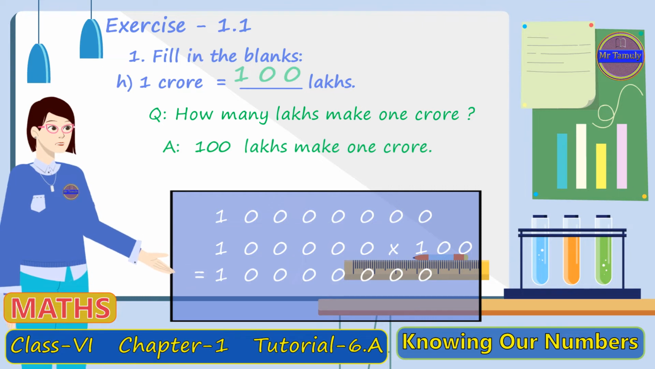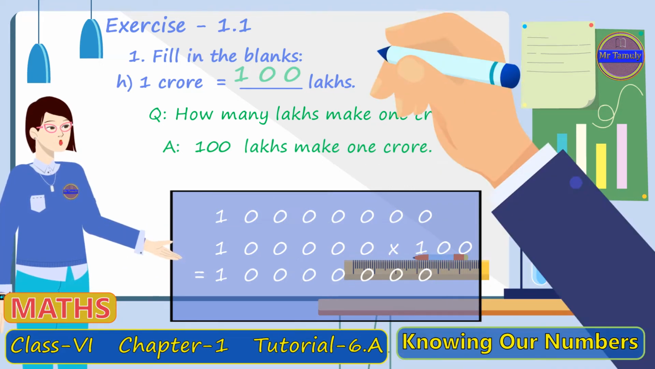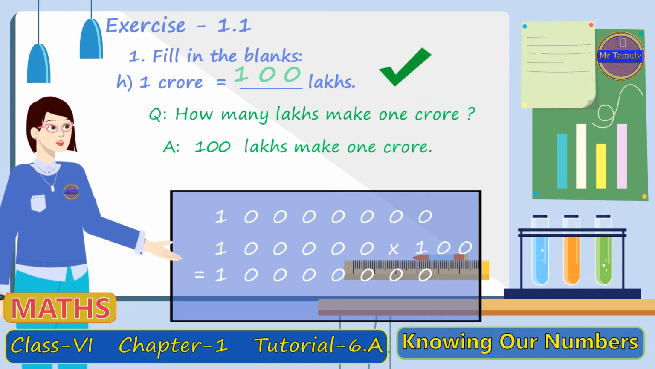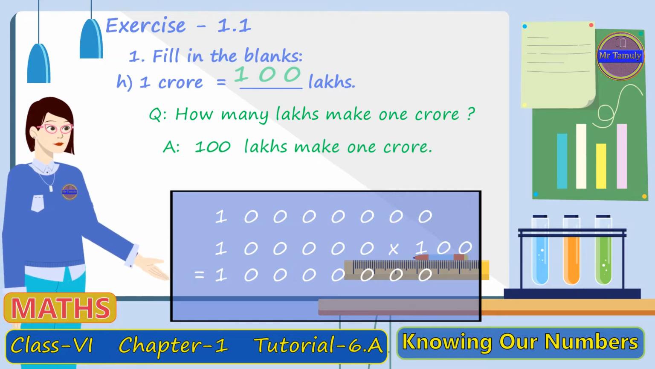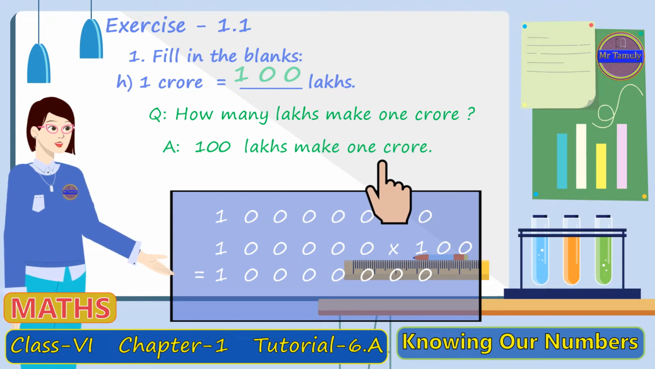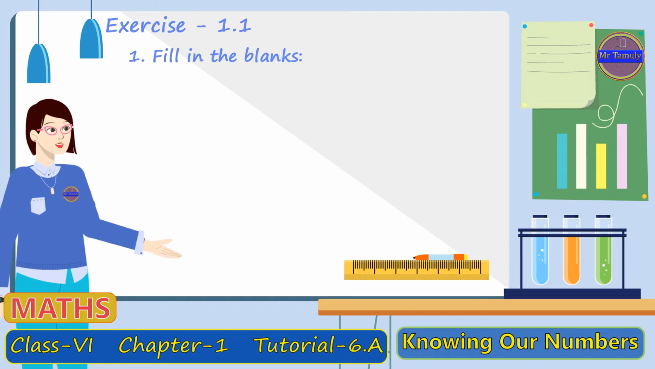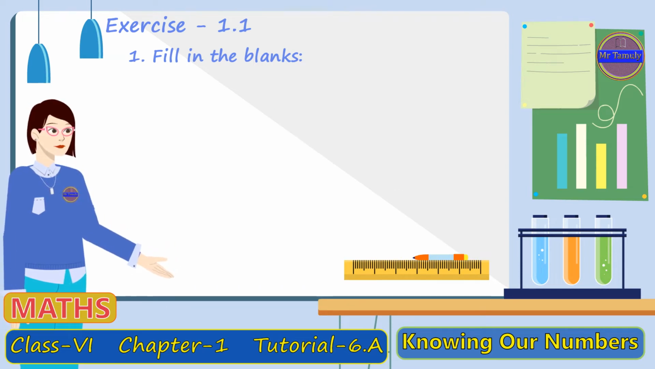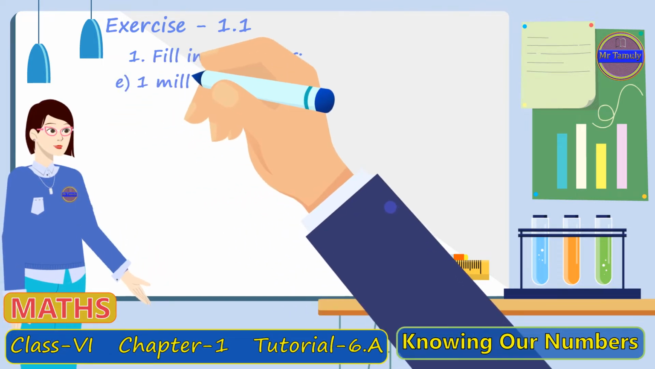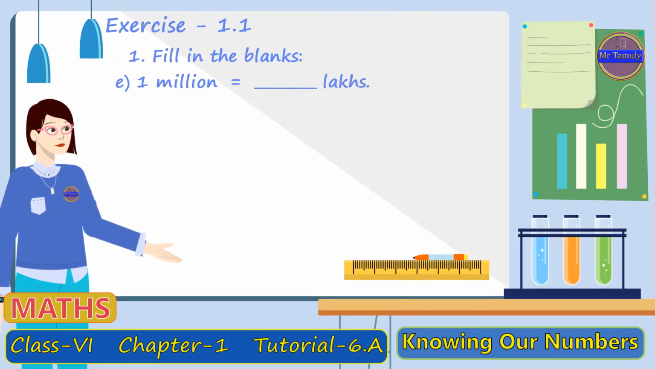So we now know for sure that the answer we worked out by comparing the number of zeros in the two given numbers is actually correct. You should try and memorize this equivalence, 100 lakh is equal to 1 crore, as you shall often need to use this equivalence in future. We shall attempt one more fill in the blanks question. This time we shall take the question number 1a. The question is, 1 million is equal to blank lakhs.